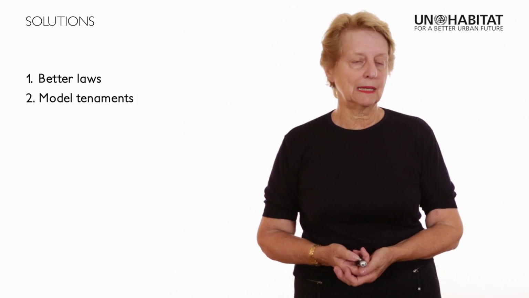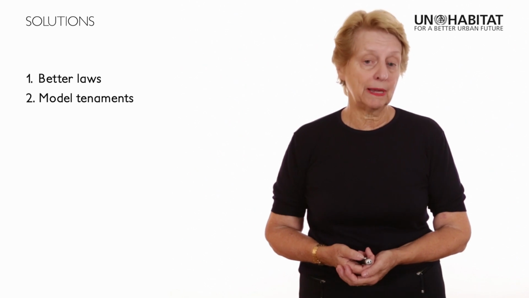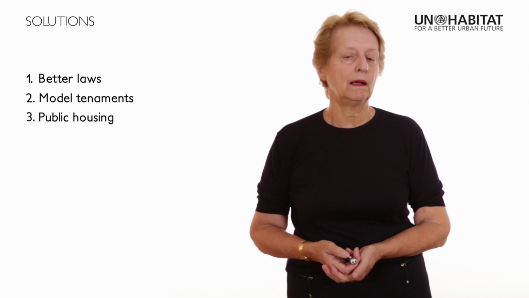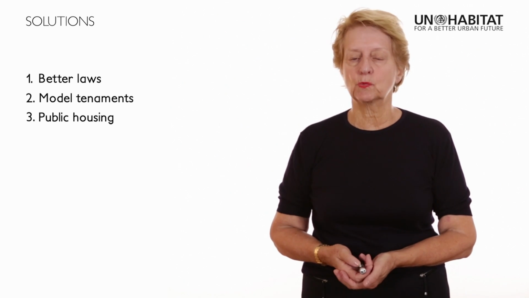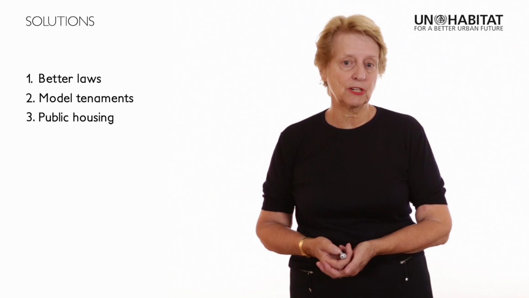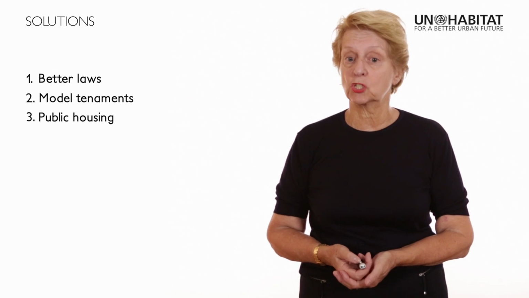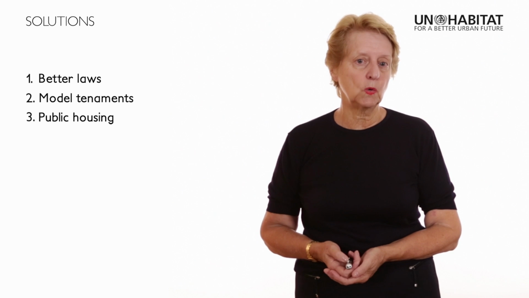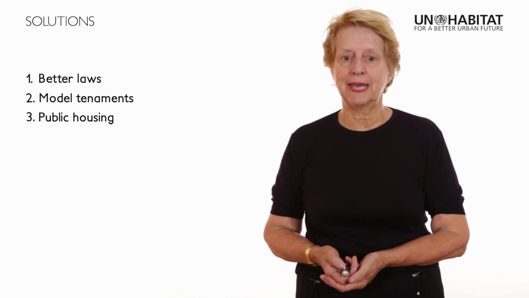The solutions to these kinds of things were three. First, better laws. Second, creating model tenements that philanthropic groups might build. And thirdly, public housing that by 1937 the United States would get engaged in and would be building housing much like the international style housing that Le Corbusier was suggesting for the rest of the world. The way it was organized was that local authorities built that housing.